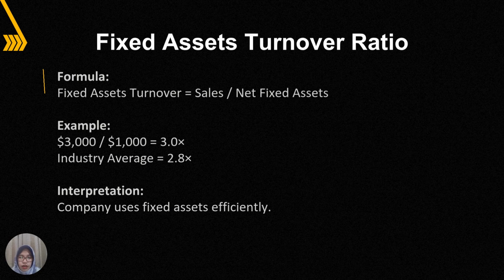Now, our third ratio is the fixed asset turnover ratio. So, this ratio measures how efficiently the company uses its plant and equipment to generate sales. So, to get the ratio, this is equal to sales divided by net fixed asset. So, given the figures, our sales is 3,000 and then our net fixed asset is 1,000, which will result into a fixed assets turnover ratio of 3 times, which is actually slightly above the industry average of 2.8 times.